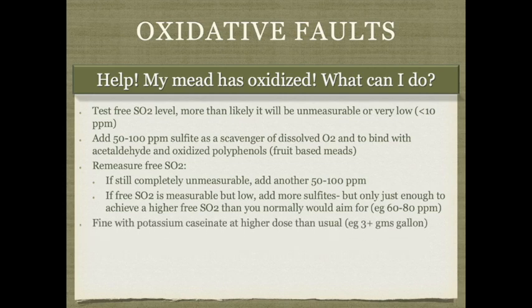Then I find with potassium caseinate, and I tend to use a higher dose than usual, 3 grams per gallon. Again, this is not a time to be shy. You need to really be aggressive in trying to get this under control if you can. And then I often will follow that with polyvinyl polypyrrolidone, PVPP, which will help remove browning, especially in lighter colored meads and also fruit-based meads and melomels.